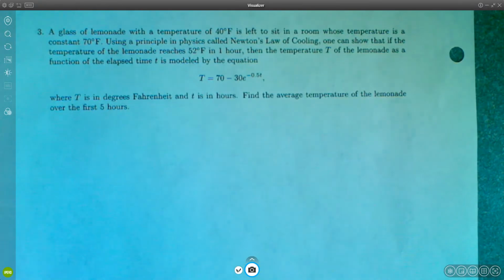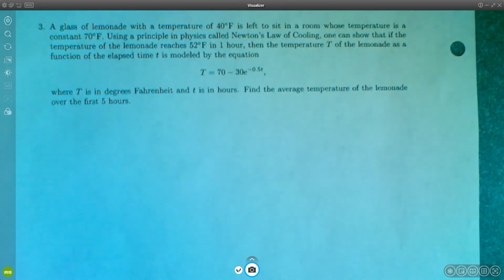It says a glass of lemonade with a temperature of 40 degrees Fahrenheit is left to sit in a room whose temperature is a constant 70 degrees Fahrenheit. Using a principle in physics called Newton's law of cooling, one can show that if the temperature of the lemonade reaches 52 degrees Fahrenheit in 1 hour, then the temperature T of the lemonade as a function of the elapsed time lowercase t is modeled by the equation capital T equals 70 minus 30 e to the negative 0.5 t, where capital T is in degrees Fahrenheit and lowercase t is in hours. Find the average temperature of the lemonade over the first 5 hours.